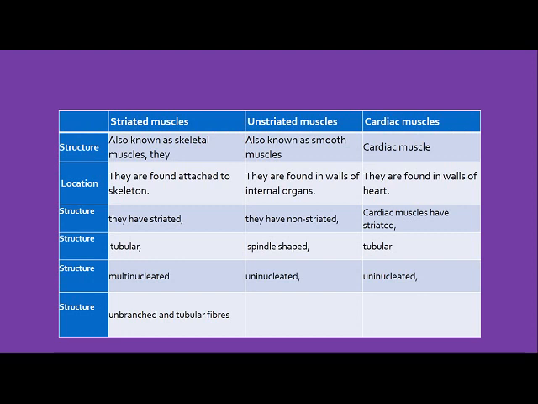Now, children, the last topic for this lesson is a comparative study between the three types of muscles. Okay, striated muscle is also known as skeletal muscle. Unstriated muscle is also known as smooth muscle. And cardiac muscle is called cardiac muscle, and it is found only in the heart. So, children, location, structure, all this I have covered. All these are very important. This particular question comes in the exam every time: give a comparative study of the different types of muscle that are present in our body.